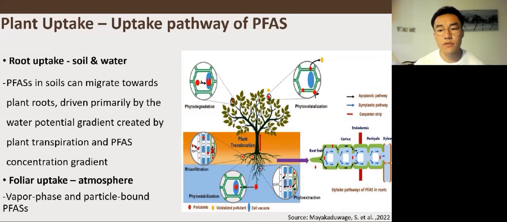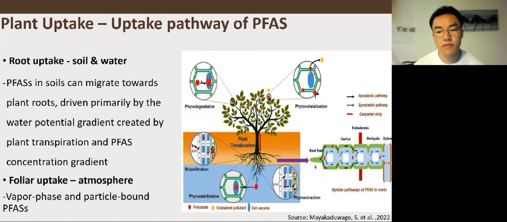Root uptake from soil and water is considered the primary pathway of PFAS to enter plants. PFAS in soils can migrate towards plant roots, driven primarily by the water potential gradient created by plants' transpiration and the PFAS concentration gradient. However, the uptake mechanism of PFAS into plant roots remains largely unexplored, though some studies have initiated mechanistic research.